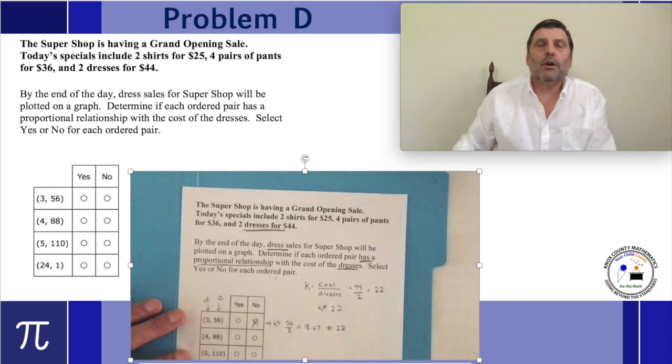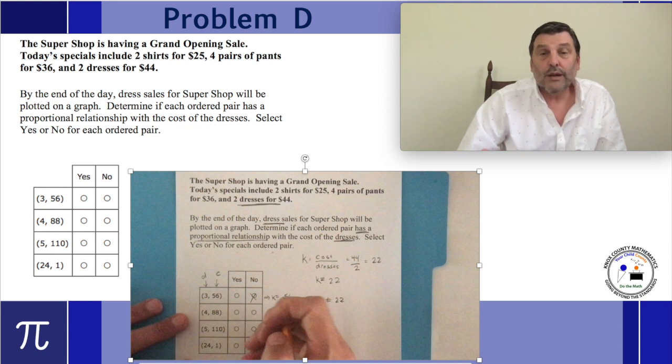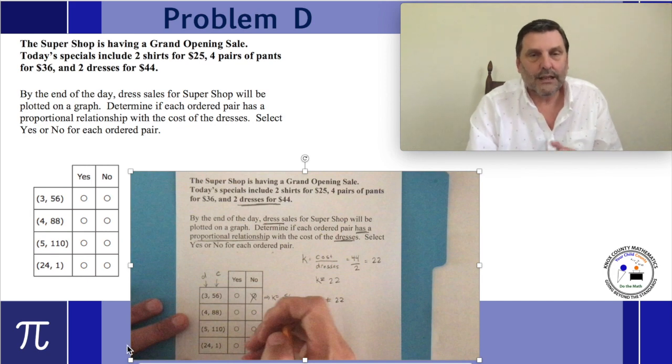Okay, I'm going to let you all work the rest of those. So you do the same thing and see which one of these would actually equal 22. If it does, then the answer is yes. If it does not, then we would say no for that one.